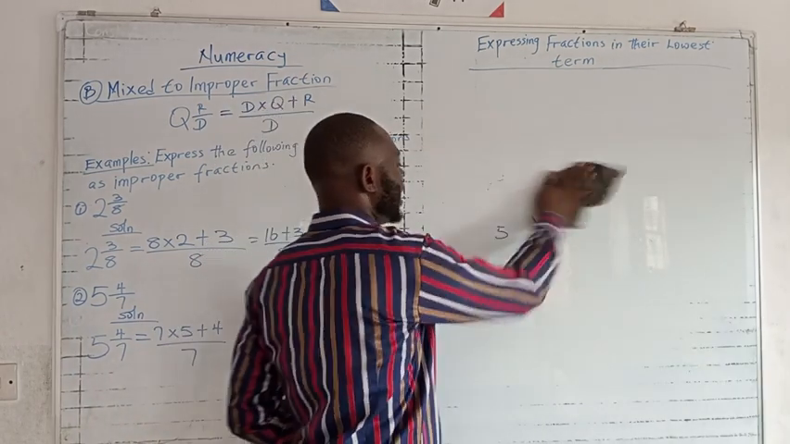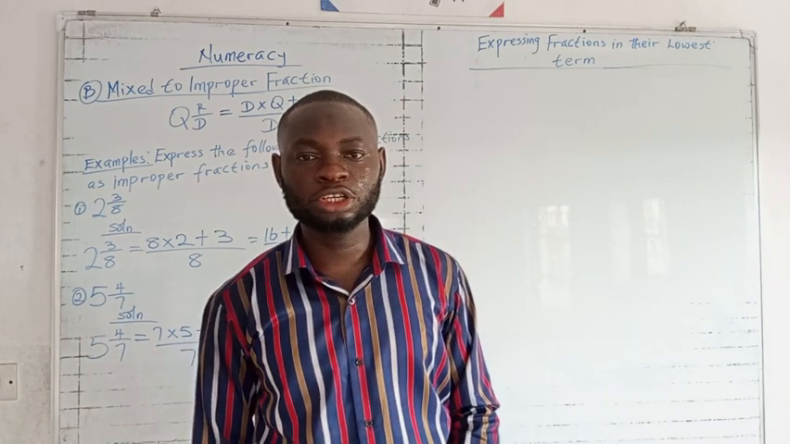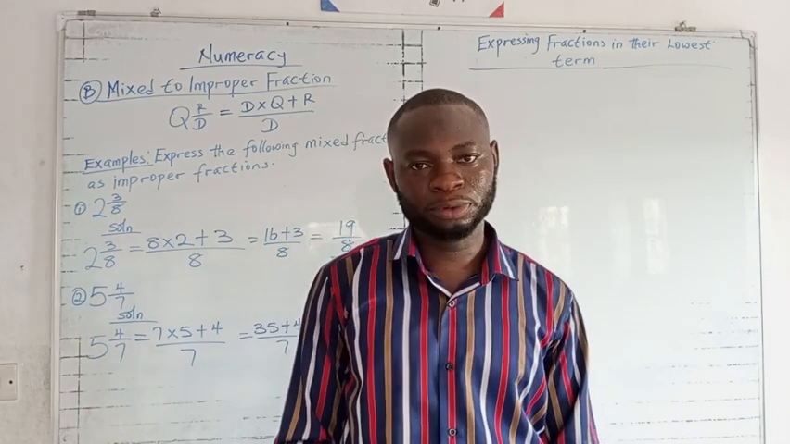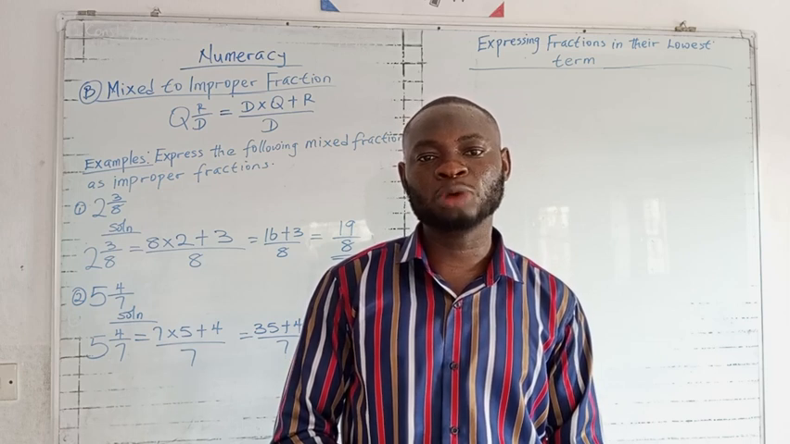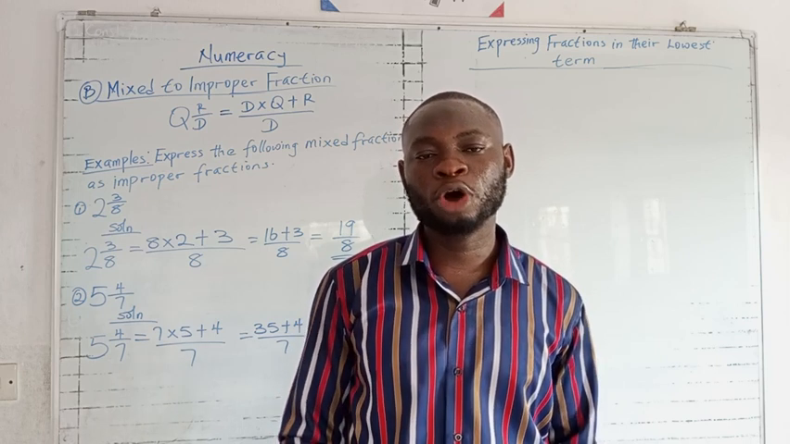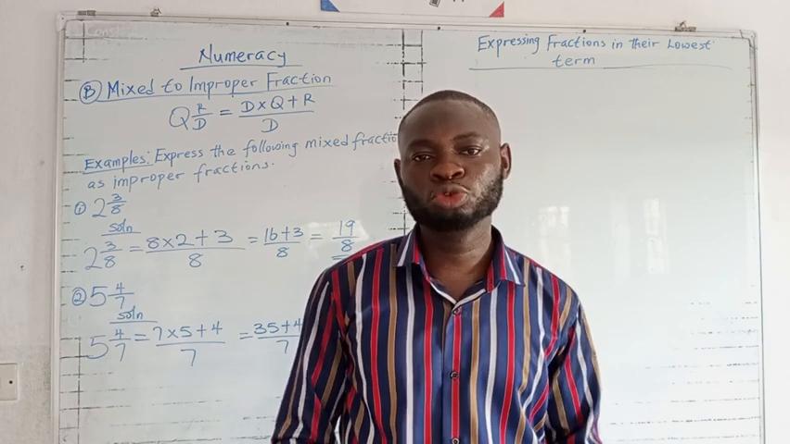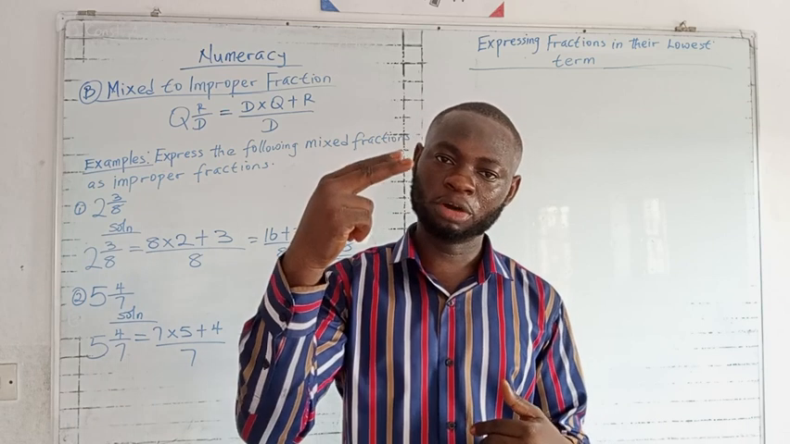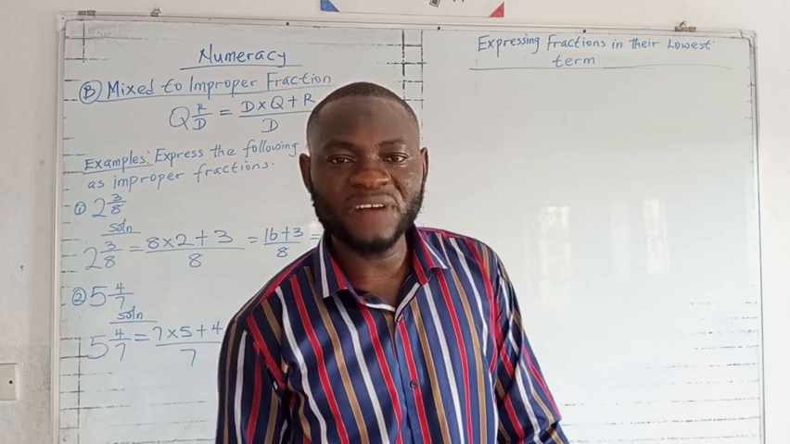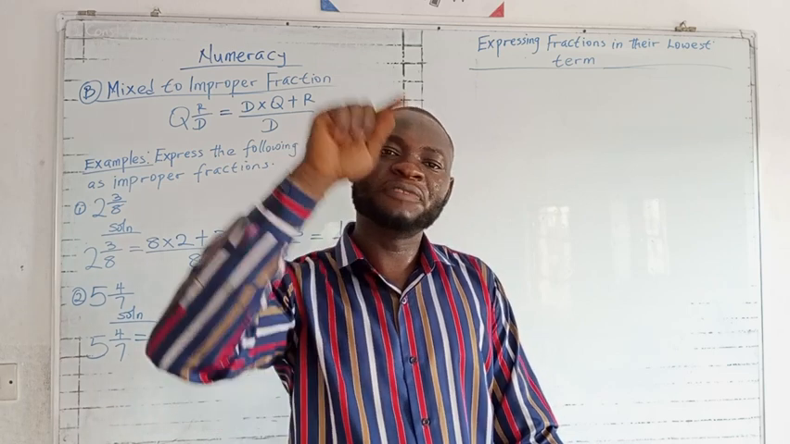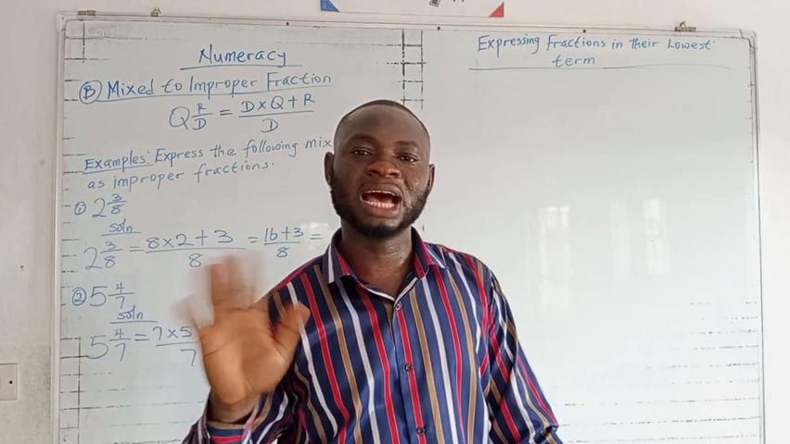Okay? Now, to express a fraction in its lowest term is simple, and there are methods you can apply. The first method to apply is to find a common factor for the two numbers, that's for the number up and the number below. So when you get a common factor, you use the common factor to divide up and divide down. You keep on doing that till you get to a point where nothing else can divide.